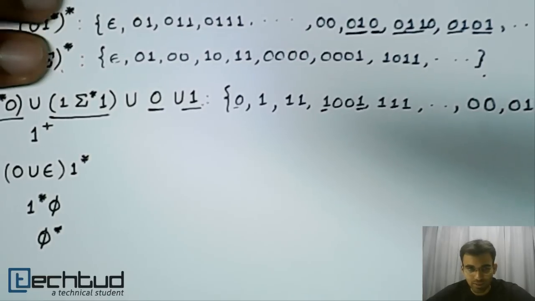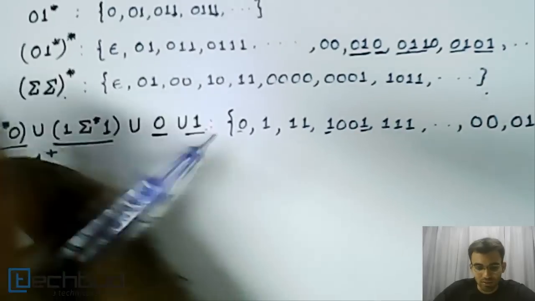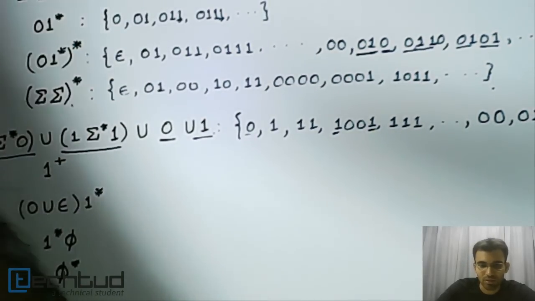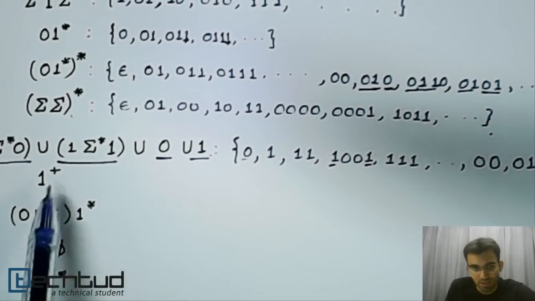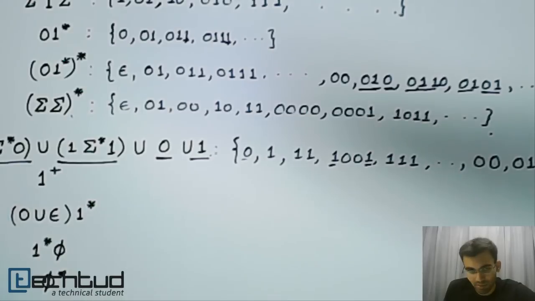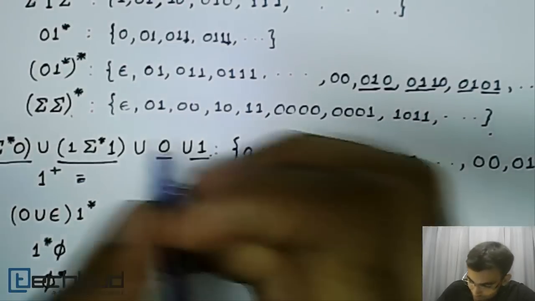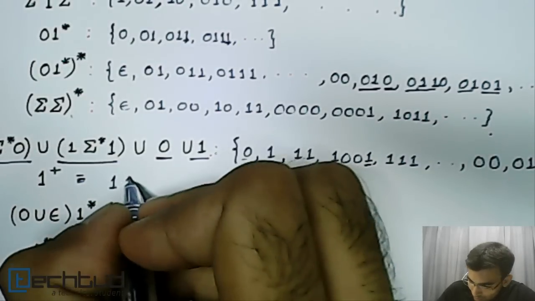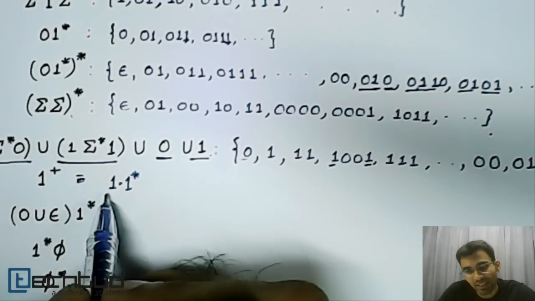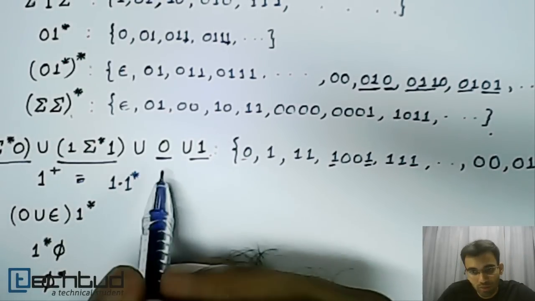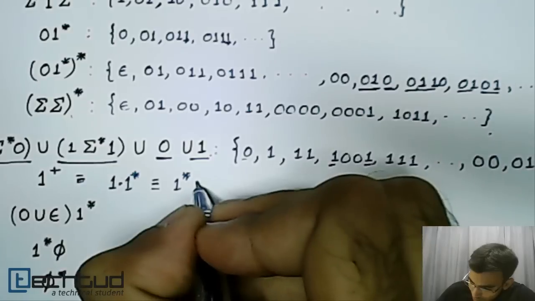Our next example is 1 plus. So 1 plus, as we have seen above, is essentially one or more occurrences of the symbol 1. It can also be written as, it's equivalent to writing 1 followed by 1 star. So you have a compulsory single 1 followed by 0 or more 1s, which is the same as writing 1 star followed by a 1.